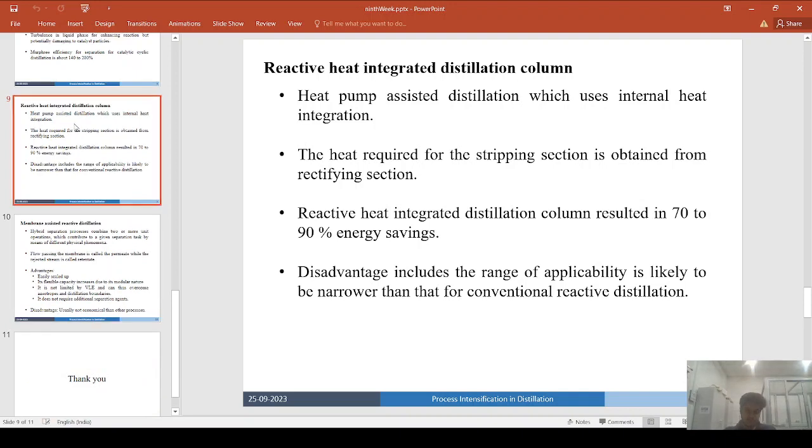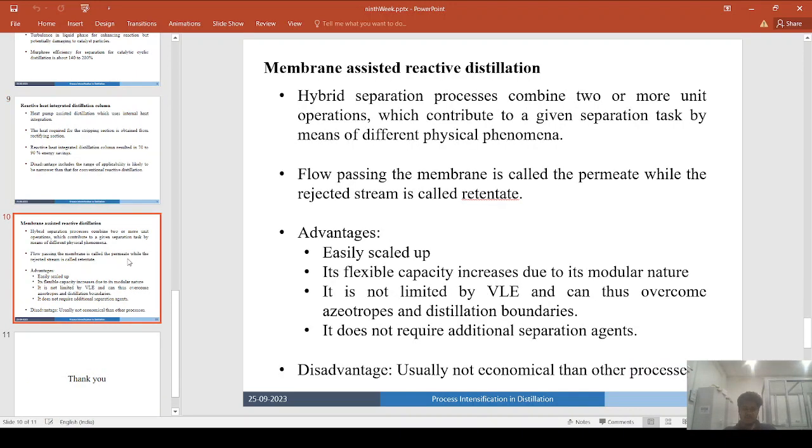Okay, so this is the reactive heat integrated distillation column. Now let me discuss another example, which is the membrane assisted reactive distillation. The membrane assisted reactive distillation, or MARD, is basically combining membrane separation with reactive distillation. So it is a hybrid operation.